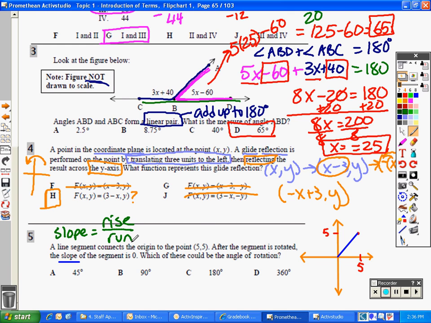And so basically here, we are going up 5, and we're going over 5. So my slope is 1. The slope of this line right here is 1. All right. Somehow that slope becomes 0. Now, lines that have 0 slope are just flat lines, horizontal lines. So something that would have a slope of 0 would look like this.